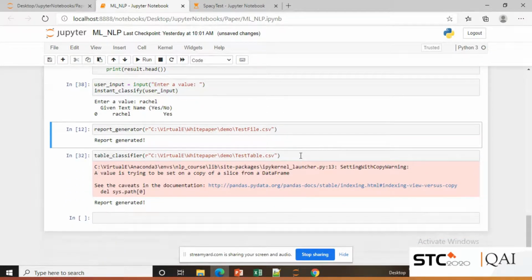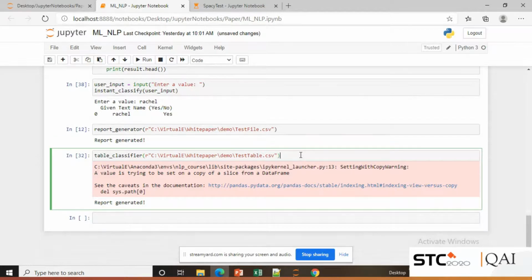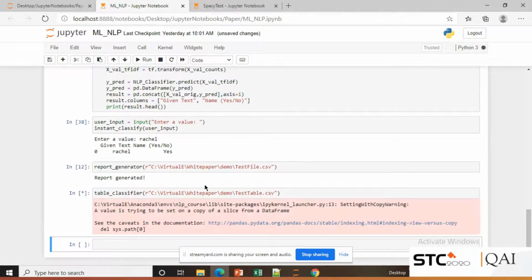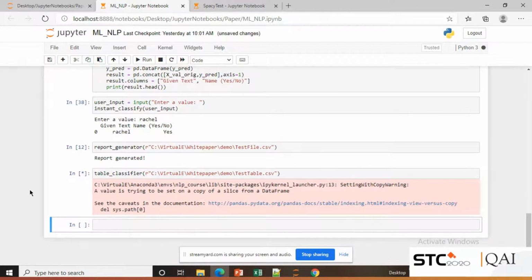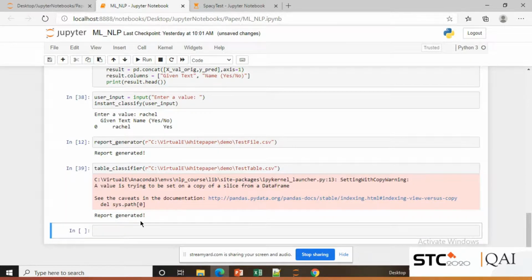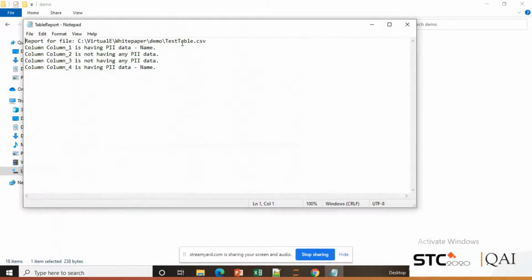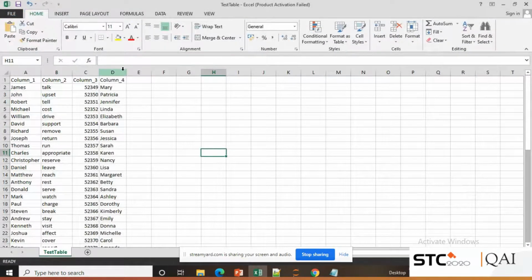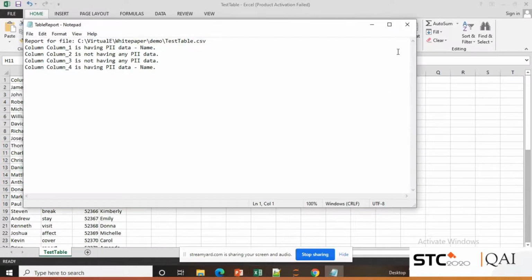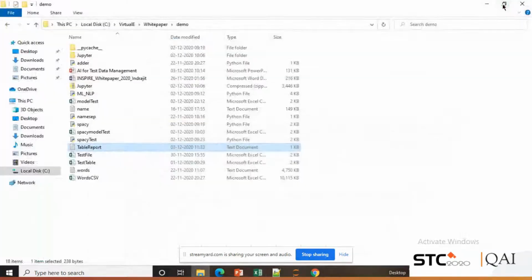Now, let's use the table which I have showed to you. We'll feed the whole table to it, and let's see if it can scan the table columns and identify which are having PII data. So it's running. So it's showing report generated. Let's go to the report. This is the table report it generated right now. And if we open this, it is saying that this particular table is having column 1 PII data name, column 4 PII data name, whereas 2 and 3 are not having any PII data. And that is what was expected. We see column 4 and 1 having names, where these are not having any names. So this is how we could implement our intelligent machine, our NLP engine, for identifying PII.